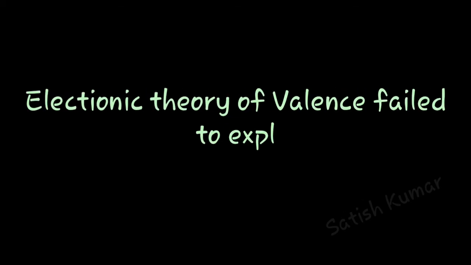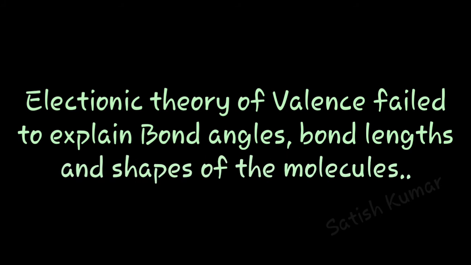Electronic theory of valence proposed by Kossel and Lewis fails to explain the bond lengths and bond energies of covalent bonds, and it is unable to explain the shape of the molecules also.